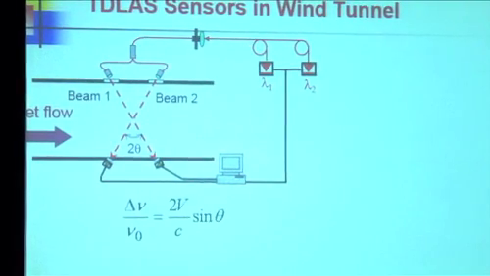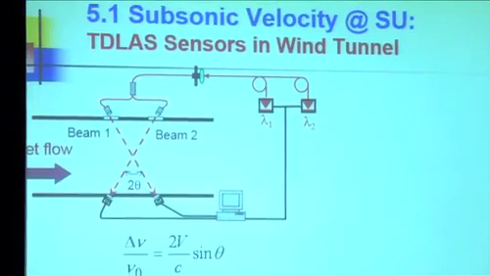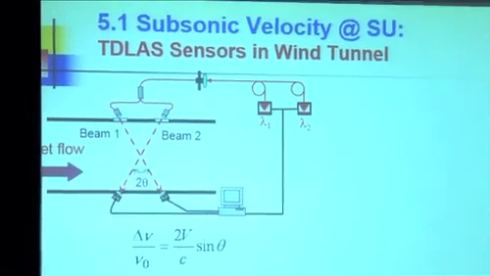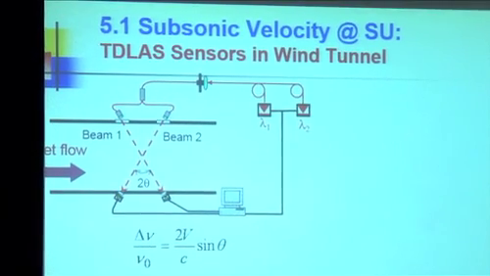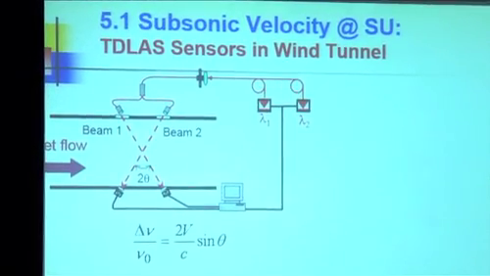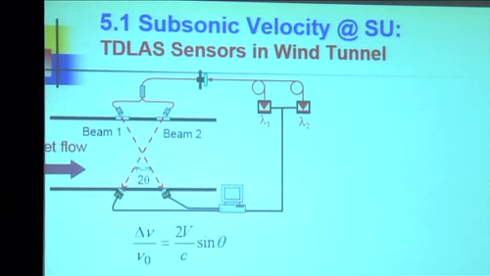So the goal was to get ready to measure the velocity at the inlet of a Pratt & Whitney engine. So we're doing this in a wind tunnel where we could produce known velocity, and the question is how accurately are we measuring it? And so this is the Doppler.